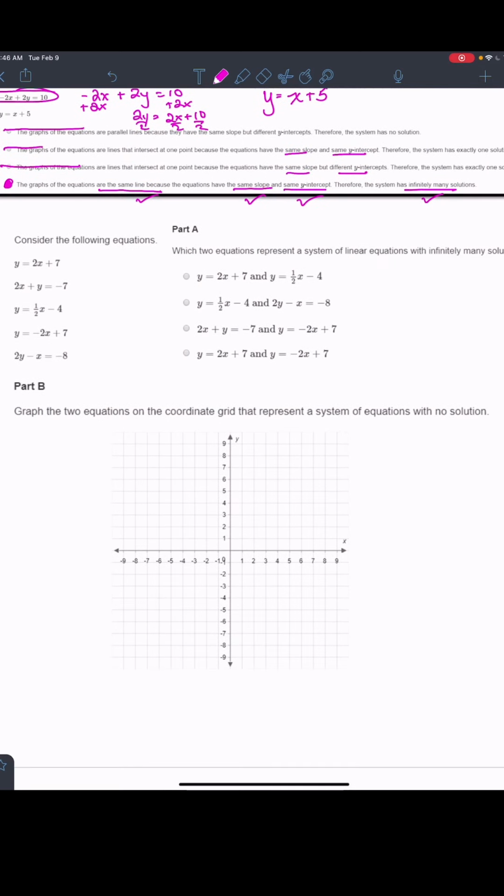So I want you to try this last one. If you get it right, you will get 10 hero points. And I will be looking for your work with your handwriting for this problem.